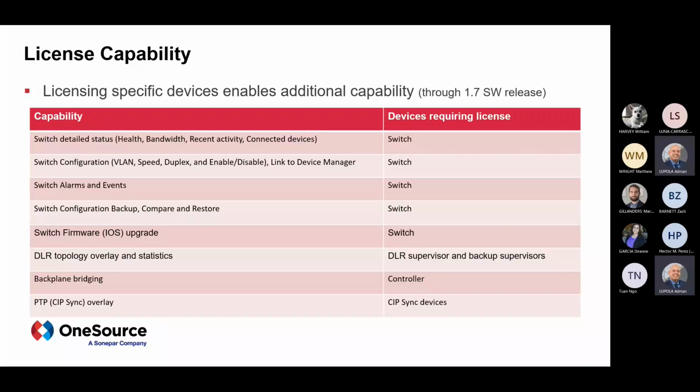There's also a paid license. If you do pay for the license, you get the ability to get switch detailed status information like the health, bandwidth, recent activity, or connected devices. Also switch configuration, giving some info on VLAN, speed, duplex mismatches, or the ability to show enabled or disabled ports. There's also switch alarms and events, switch configuration backup, where you can compare or restore some backups, as well as the ability to do an upgrade on the firmwares. There's also DLR overlay and statistics for the DLR networks that you might have out there on your plant, backplane bridging, as well as PTP or SIP sync overlay. So a lot of these tools are phenomenal right out of the chute for free, but you add this license on top and you get these extra features.